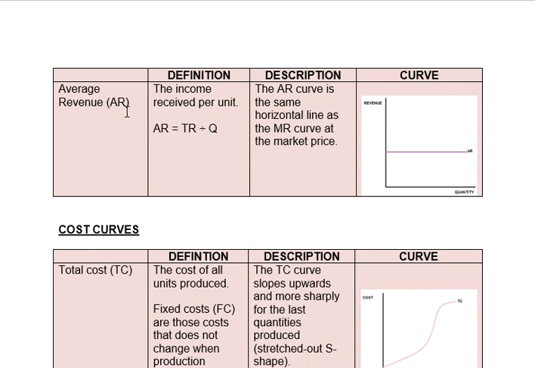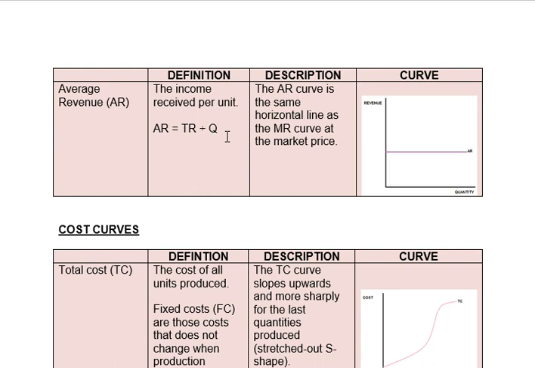The next revenue we're going to look at is average revenue. Your average revenue is the income that you receive for every unit that you sell. So if you have sold 100 cupcakes, I want to know how much money I received for every single cupcake I sold, per unit. That is what average revenue is. Your formula to calculate average revenue, you're going to take your total revenue divided by the quantity.